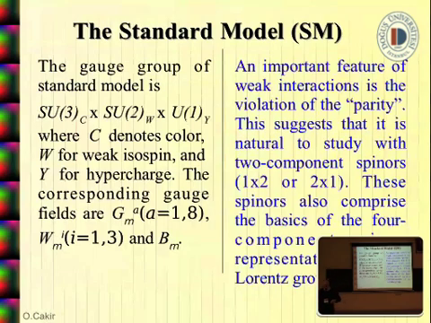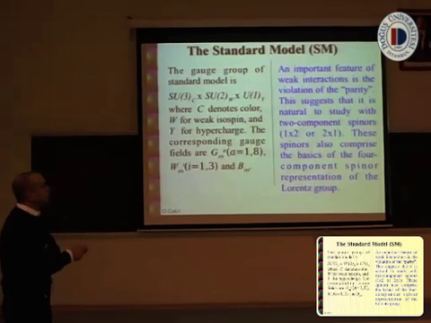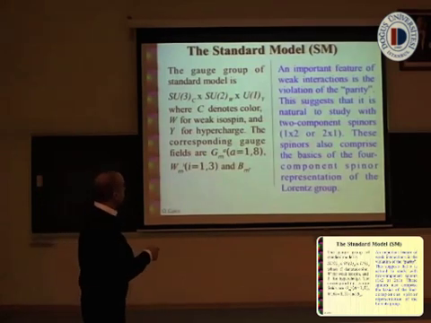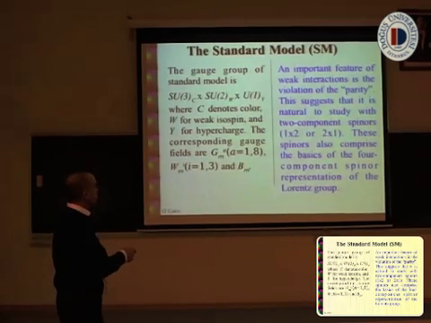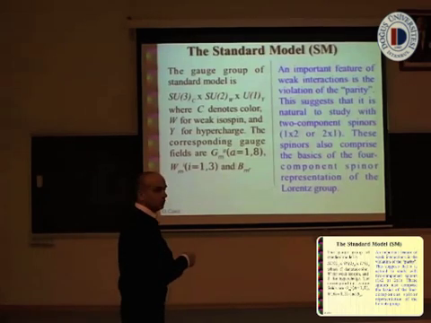I will come to the standard model. Then I think I have a few minutes. The gauge group of the standard model is SU(3) times SU(2) times U(1). The indices here are C for color, W for weak, and Y for hypercharge. And there are 8 Coulomb fields here, 3 fields for the weak interaction, and the B_mu.